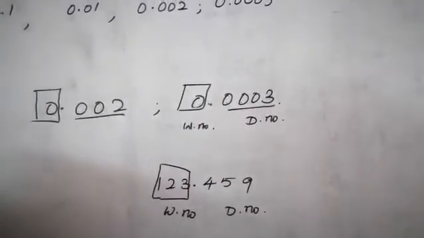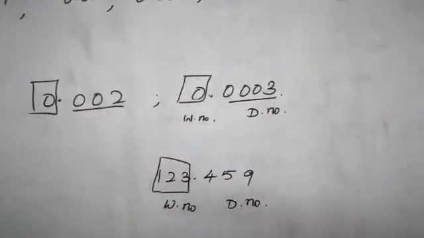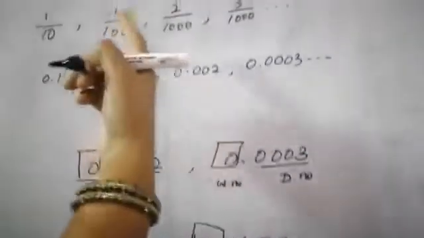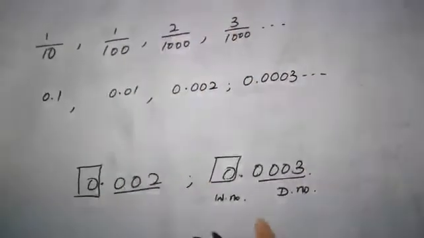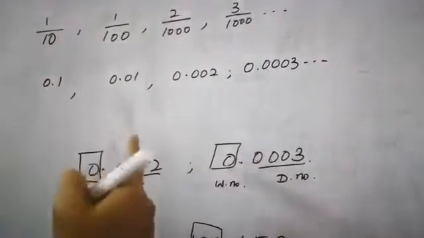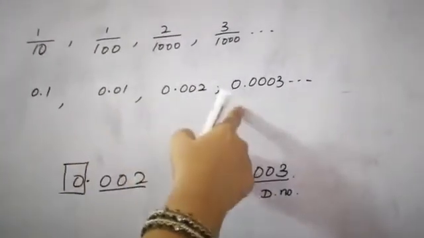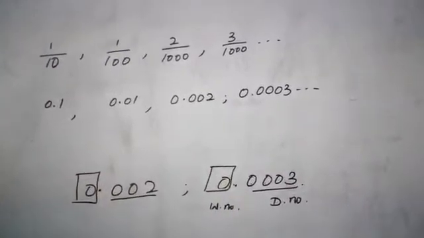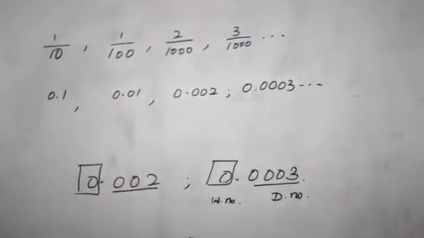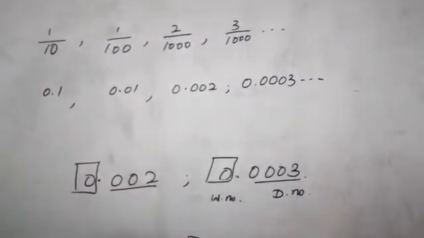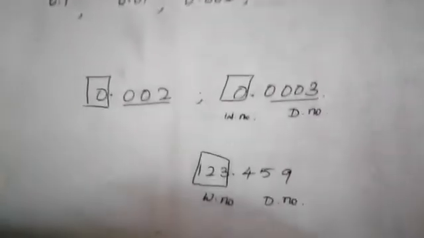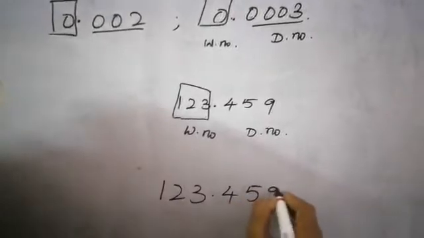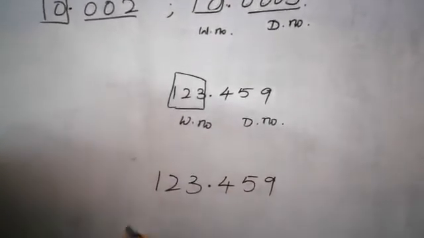Is it fine, children? So what is the actual definition of a decimal number? When a number is divided by 10, 100, 1000, 10,000, lakhs, whatever, so on, those numbers form in decimal form. Before the point is called the whole number and after the point is called the decimal number. In 123.459, can you give the place values, children?